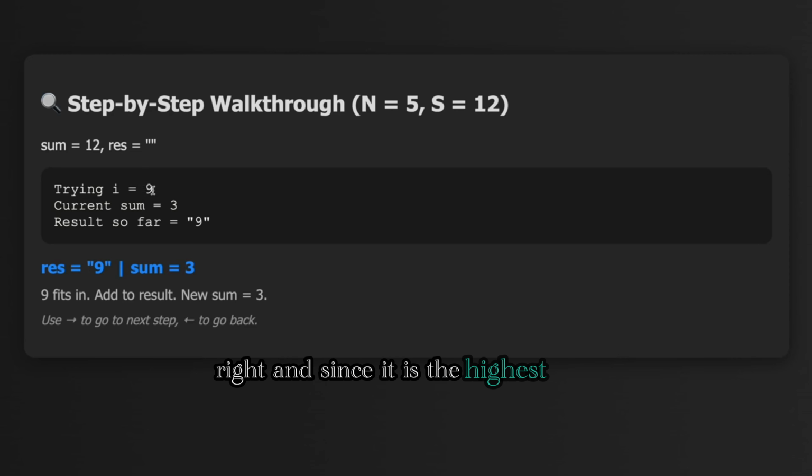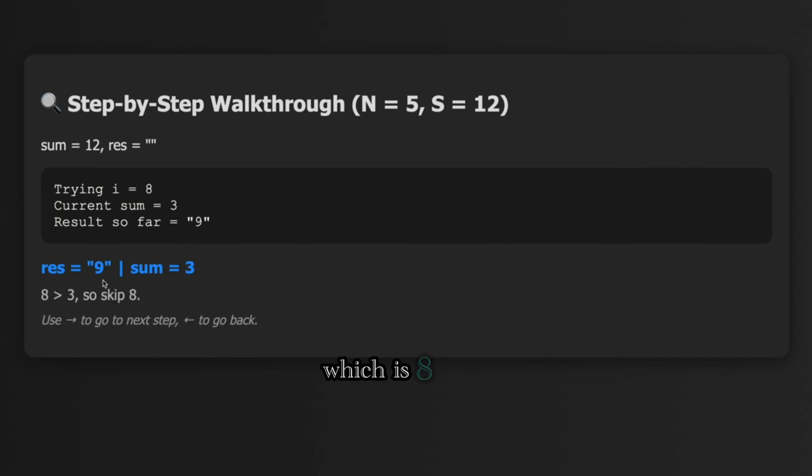And since it is the highest digit, I can just place it in my res. So my result so far, given by the res variable, will now become equal to 9, right? Because 9 will get appended to res. Now I will move to the next number, which is 8.